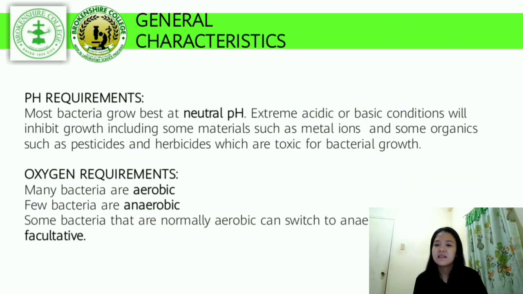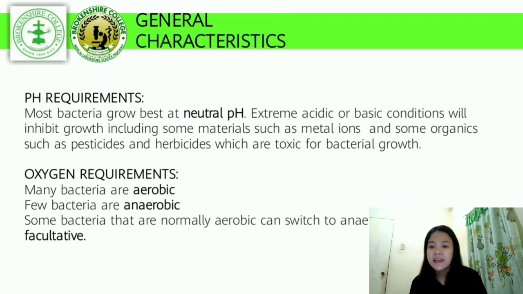So next is the pH requirements. pH also affects the growth of the bacteria. Most bacteria grow best at neutral pH. Extreme acidic or basic conditions will inhibit growth, including some materials such as metal ions and some organics such as pesticides and herbicides, which are toxic for bacterial growth.